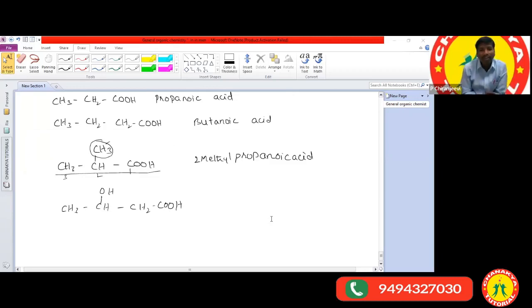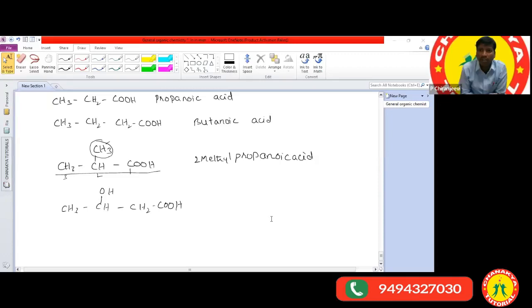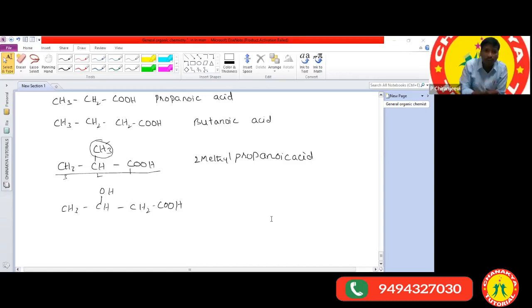So, what is the IUPAC name of the given compound? Any one of you? First of all, how many functional groups are in the given structure? 2 functional groups. Very good, Veda. What are the 2 functional groups, Veda? Hydroxy and carboxy. Okay, so COOH and OH. The OH group is called an alcohol, COOH is called a carboxylic acid.